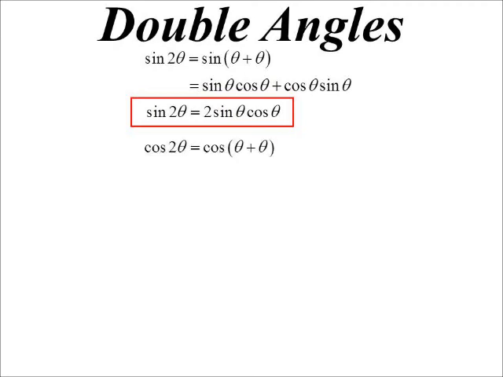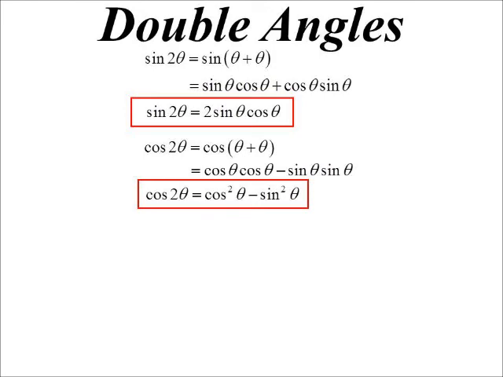So again, I'll rewrite it as theta plus theta. Cos cos minus sine sine. And we get cos squared minus sine squared. Now the interesting thing with cos 2 theta is because of the other trig identities we know, I could express this in a different way. So sometimes it's useful, cos squared minus sine squared, but sometimes we might just want it in terms of cos.